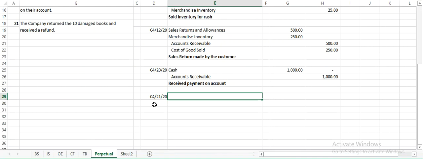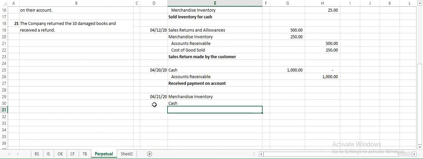And finally, on the 21st, it says that the company returned the 10 damaged books and received a refund. So that means the 10 books we added to merchandise inventory no longer belong there, because we took them out and we sent them back to Walmart. And so that definitely means merchandise inventory is an account affected. And then they said they returned the books and received a refund. If you got a refund, that definitely means cash is involved.